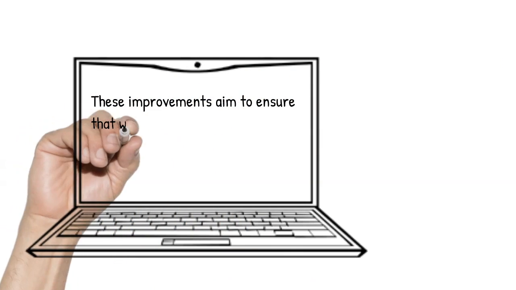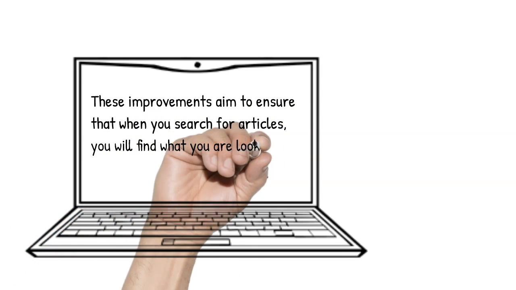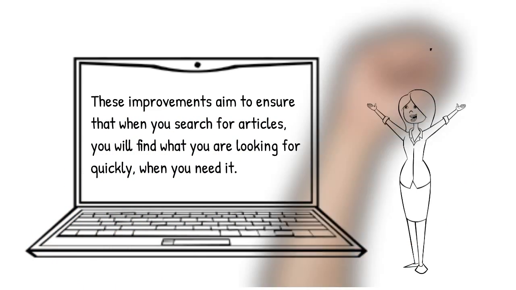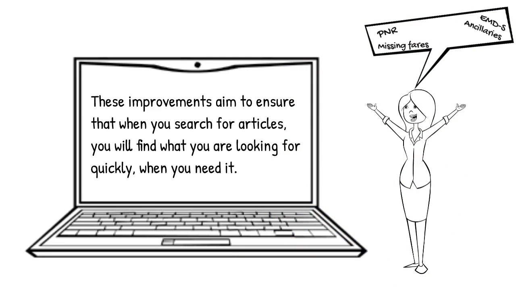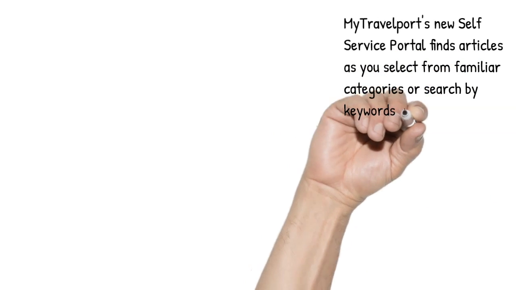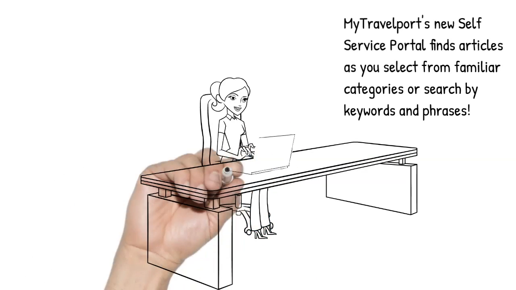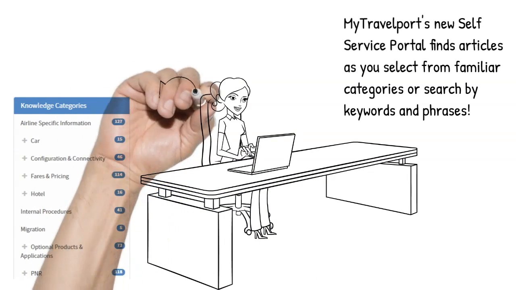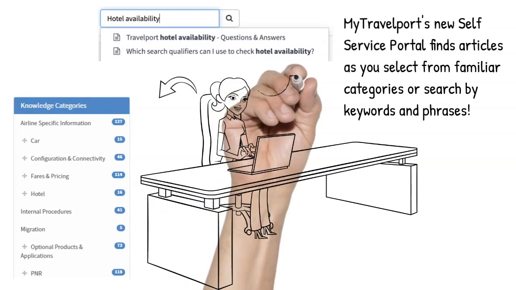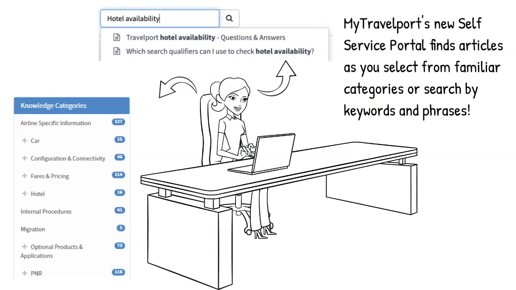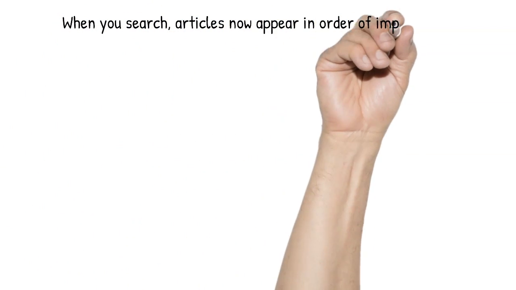These improvements aim to ensure that when you search for articles, you will find what you're looking for quickly, when you need it. MyTravelport's new self-service portal finds articles as you select from familiar categories or search by keywords and phrases. When you search, articles now appear in order of importance.